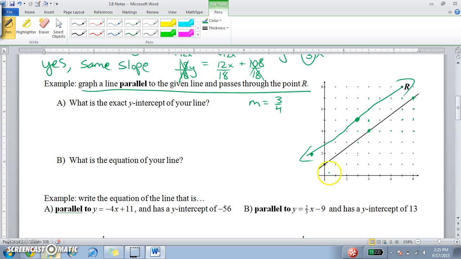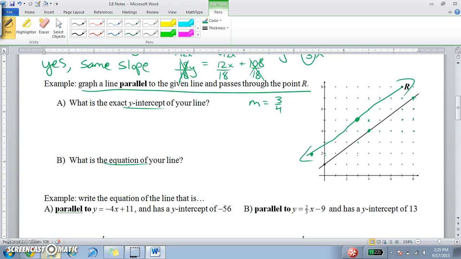So if we graph that line, we cannot tell exactly where our y-intercept is. It looks like it's a little bit less than 3. We can't tell exactly where it is, so we can't answer this question yet. We can write an equation of the line. We can't write the slope-intercept equation because, as we just said, we don't know what the y-intercept is exactly.